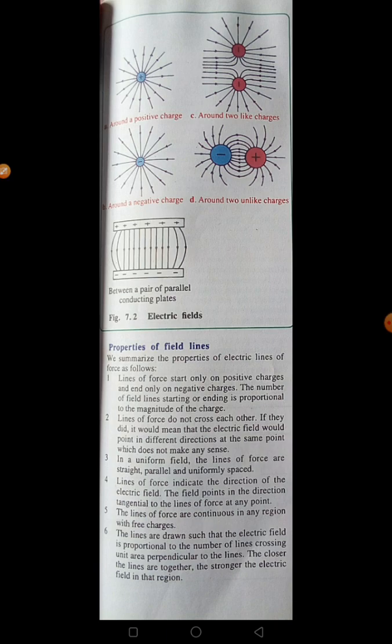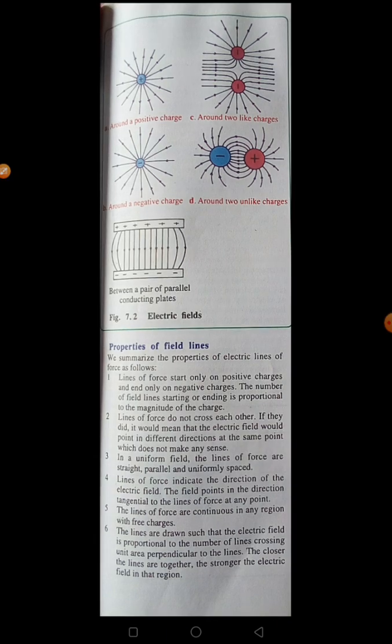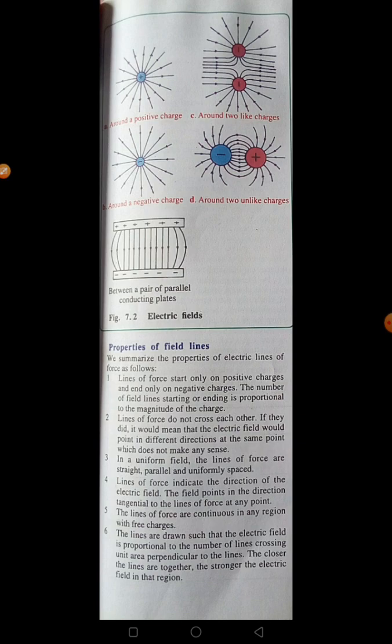You will notice the pattern, especially this one. This one is a uniform field, parallel. Lines of force are parallel, then uniformly spaced. The space in all of them is the same. That's the meaning of uniformly spaced. Then number four, lines of force indicate the direction of the electric field. I've done this in number one. The field points in the direction tangential to the lines of force at any point.